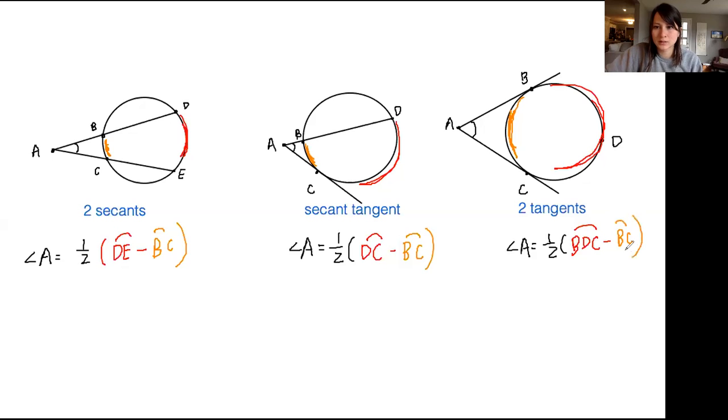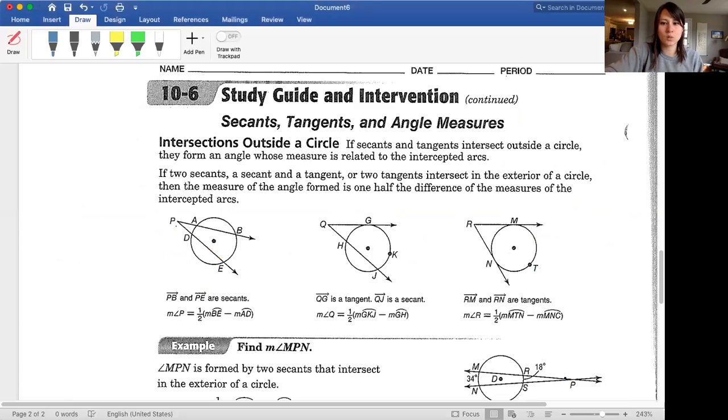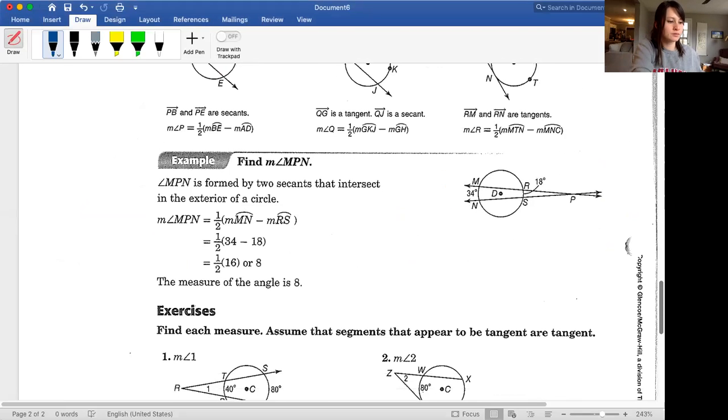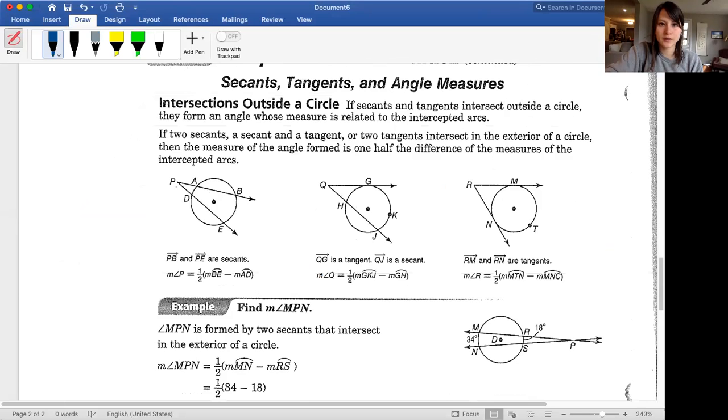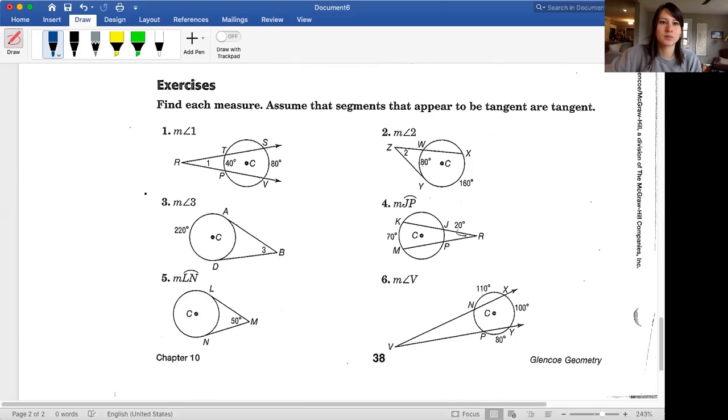And that's the pattern. If you know this to be true, you will remember how to work these out whenever you have an intersection outside a circle and you're looking for that angle, okay? The idea is the same, but the information given to you might look a little bit different. So let's take a look at our study guide and work some of these out. They've got an example problem and the 3 types of intersections here.